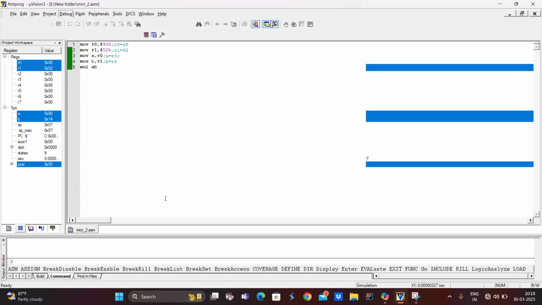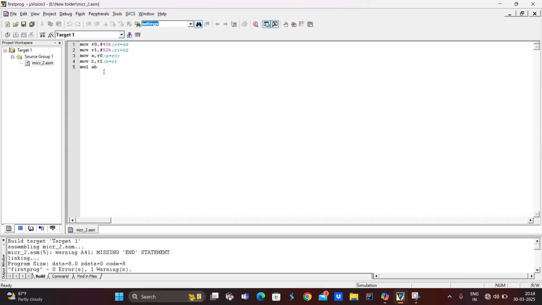So now let us go for division. In division, the instructions are going to be the same. I'm going to move R0 with 40H and I'm going to change R1 with 2, and A is having the value 40 and B is having the value 2. Then here in place of multiplication I'm going to use the division. It also follows all the rules of the multiplication.